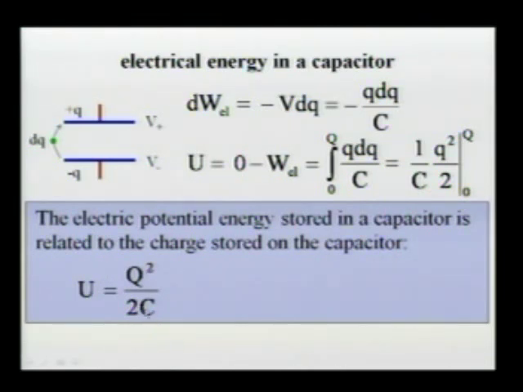I can also express this potential energy in terms of potential difference because I can recognize that charge divided by capacitance gives me potential difference across the capacitor. So I can also write this formula as charge times potential difference on the capacitor divided by 2. Or I can even go further, and if I multiply and divide this charge by the capacitance, I will get again potential difference, and it is capacitance times square of potential difference divided by 2.